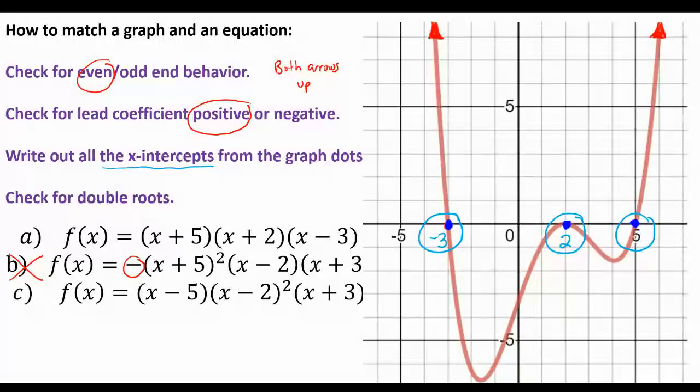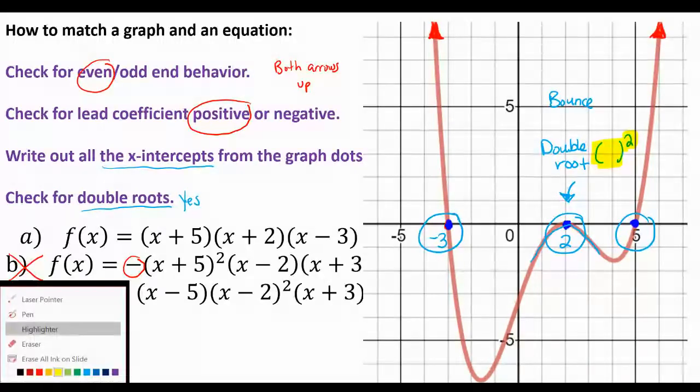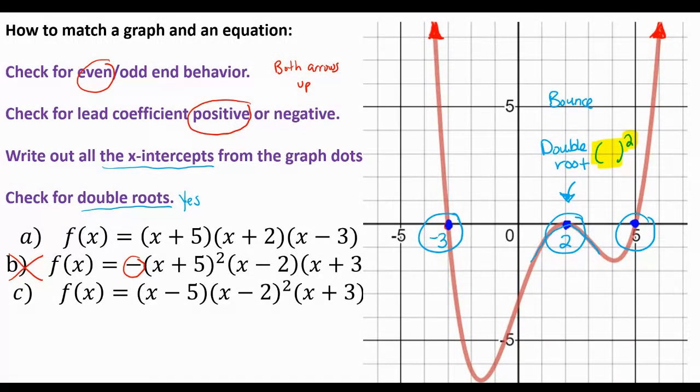Then you also need to check for double roots. Yes, we have one. It's right here. This is a double root. You know that because the graph comes up, hits the x-axis, and bounces back down. So a double root is when your graph bounces. When you have a double root, that means you're going to have parentheses with a square. It means you're going to have this exponent on your parentheses. That's what it means. So we're going to have a double root at 2.